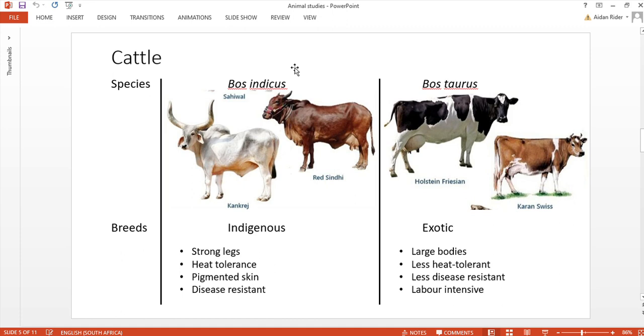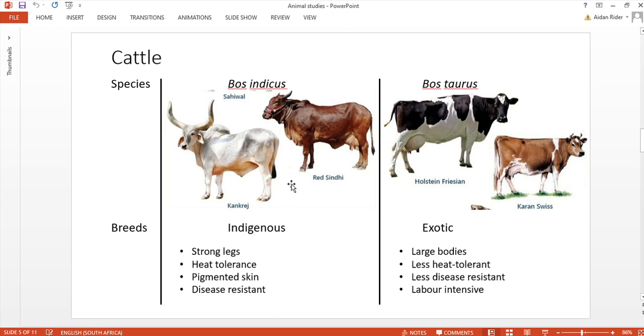How to remember it: indicus. Indi sounds like indigenous. Indigenous means they come from our country, from within our country, close to home. So indigenous animals are from the country we live in. So Bos indicus, indigenous, they are things like your Nguni, Afrikaner, red Sindi, Bonsmara and so on. It means they are kind of like the older type of cattle species.